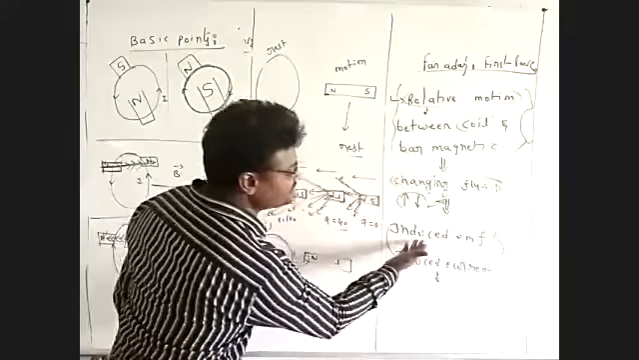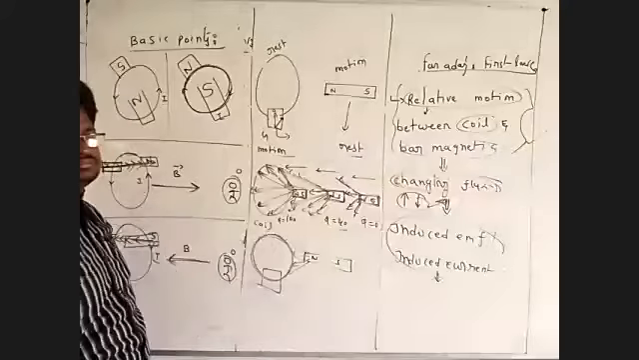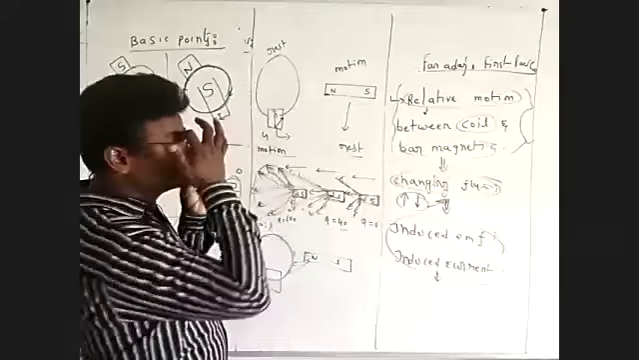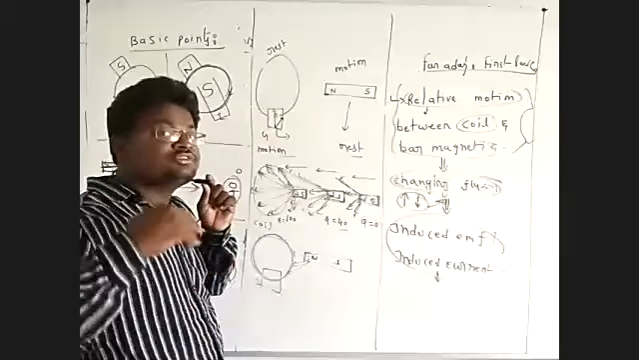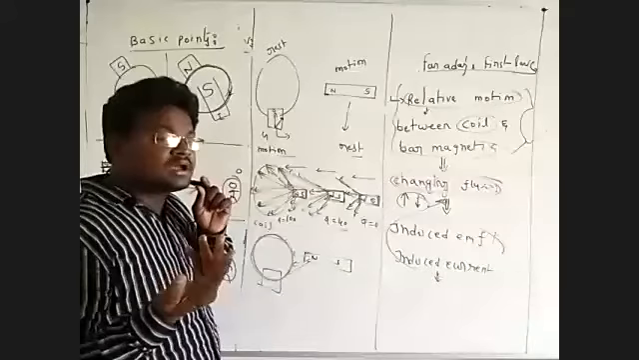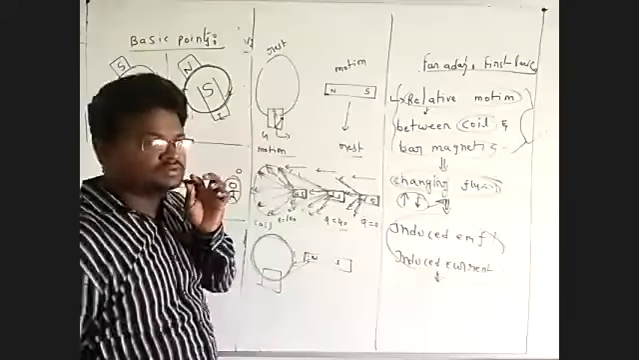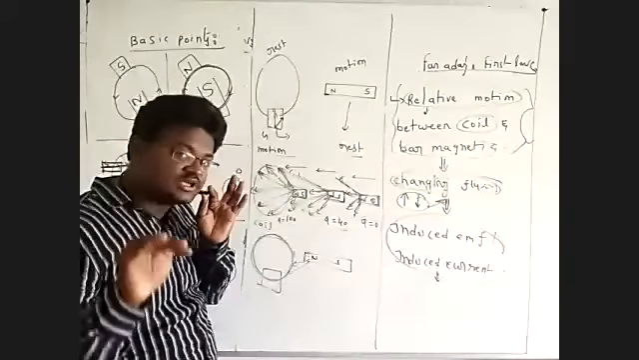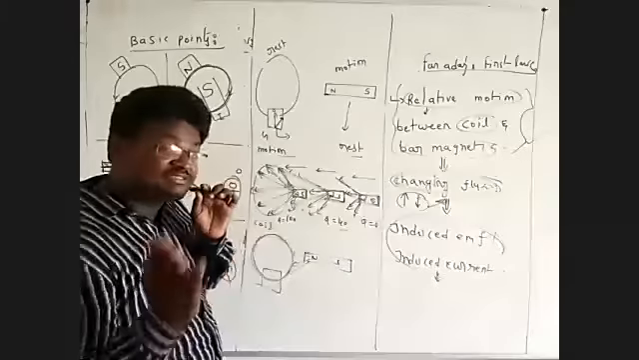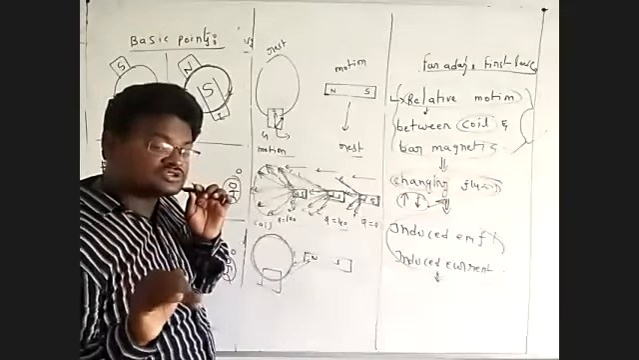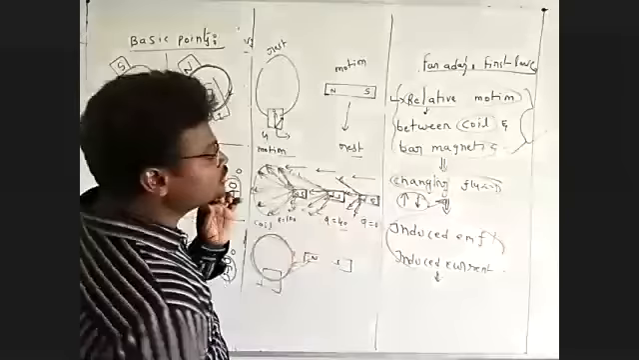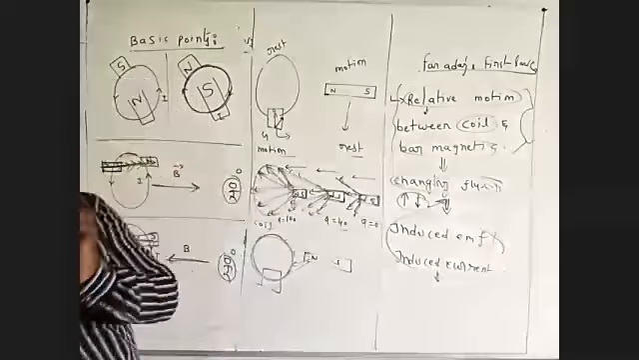What will happen then? Induced EMF and induced current flow in the coil. But we cannot see the current directly. How do you find out the current flow in a coil? With the help of a galvanometer. The galvanometer has a pointer, and the pointer will be deflected. The wire carries a current, and that current is the induced current.